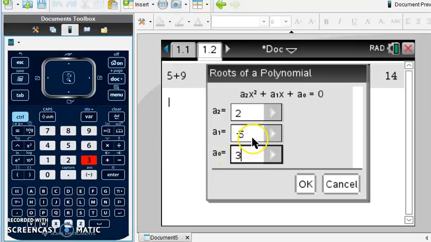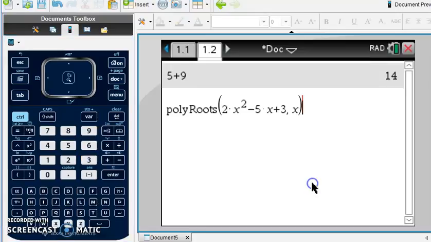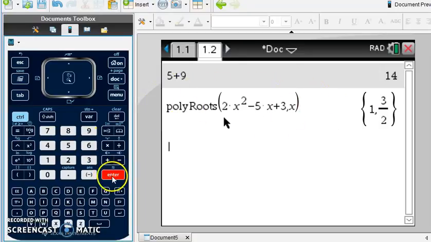Now it was a minus 5. Notice I did a negative 5 because there wasn't a minus up here. 2, negative 5, and 3. I don't put the variable in, just that value. I hit OK, and it's actually subbed in all these values for me, and I just hit Enter from this screen. What this tells me is that the roots, or the solutions to this quadratic, are 1 and 3 over 2, or 1.5.